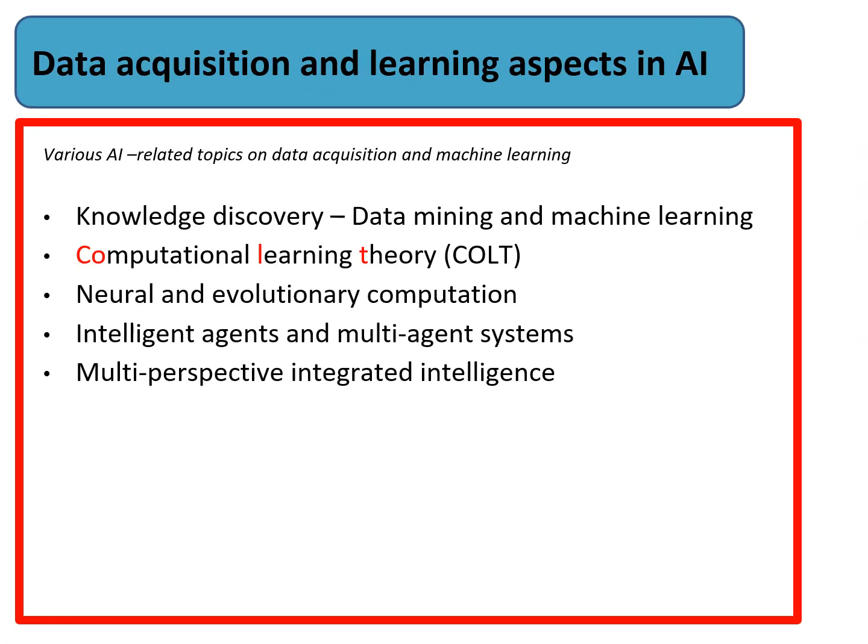Next we'll be moving to data acquisition and learning aspects in AI. There are 5 different types of data acquisition and learning aspects. One is knowledge discovery, data mining and machine learning. Second is COLT, computational learning theory. Third is neural and evolutionary computation. Fourth is intelligent agents and multi-agent systems. Fifth is multi-perspective integrated intelligence.